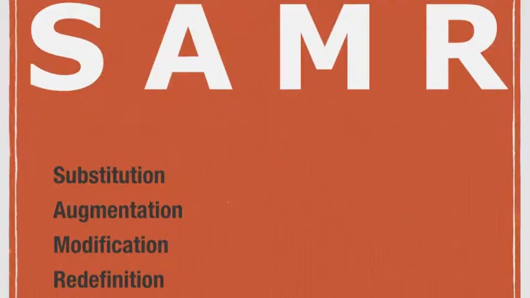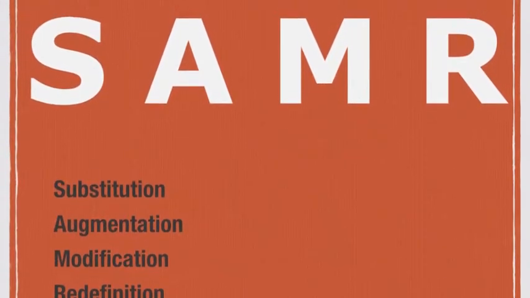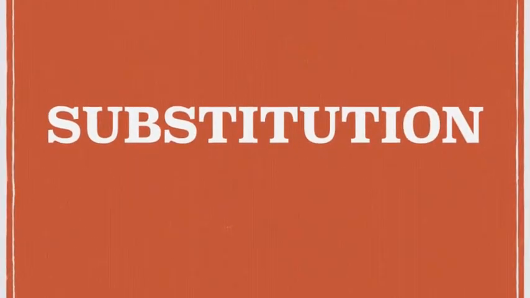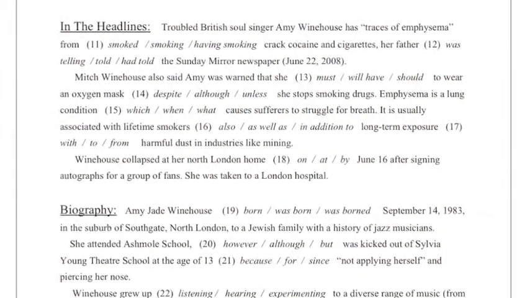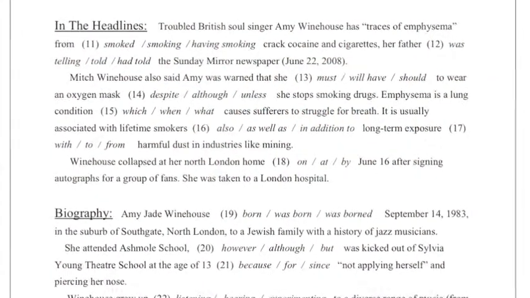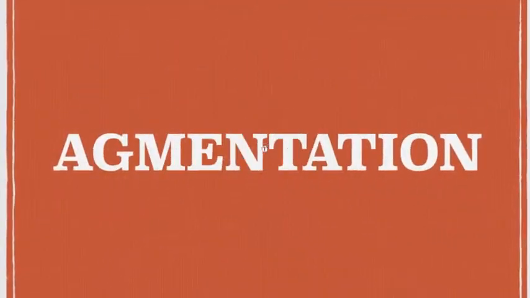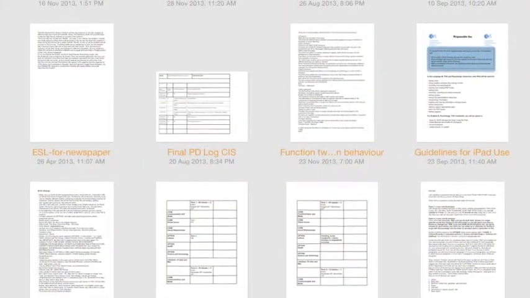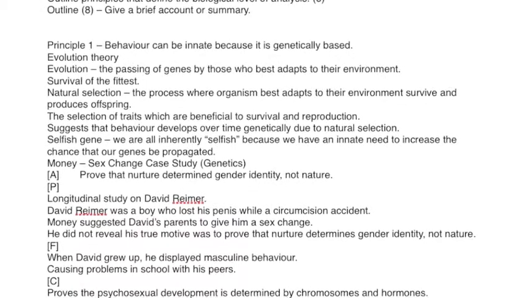SAMR stands for substitution, augmentation, modification, and redefinition. In substitution, technology is used to perform the same task that was previously done. For example, worksheets are now provided digitally. In augmentation, technology is used as a more effective tool to perform a common task. For example, students write their documents in Pages and use a spell checker.